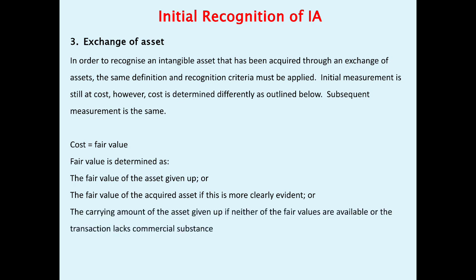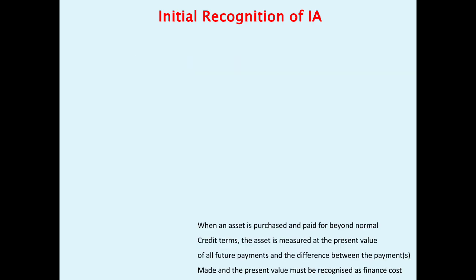If you don't have those two, then you go over here. It's the carrying amount of the asset given up, so the carrying amount of my phone. But if they don't give you the first, you go with the second one. If they don't give you the second one, you go with the third one. But you start from the top, right? So let's see an example.